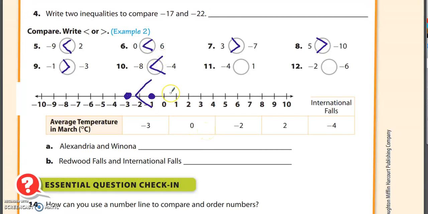-4 is greater than -8. 1 is greater than -4. And I guess I realize I'm saying these backwards. How I should technically say number 11 here would be -4 is less than 1. Number 12, I would say -2 is greater than -6. So I know it's easy to get those symbols backwards. Go ahead and double check all those symbols. And like I said, if you have a question, you can ask me.